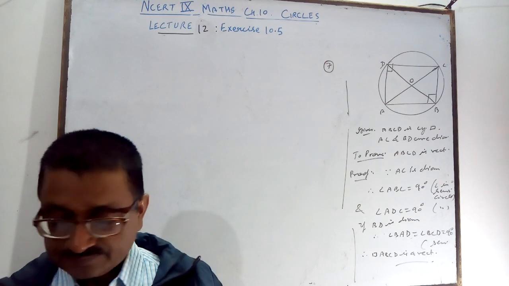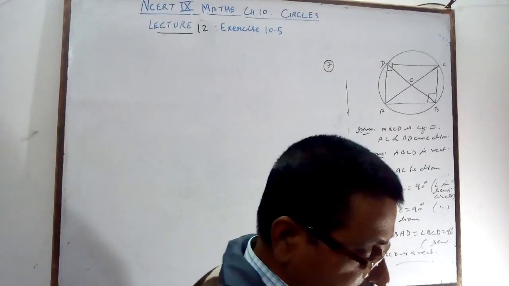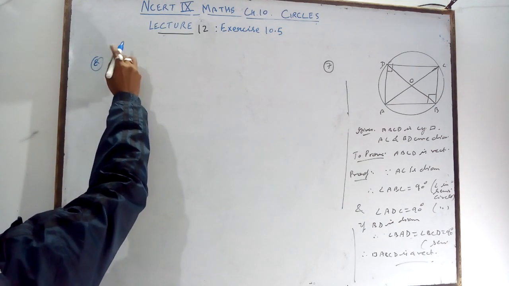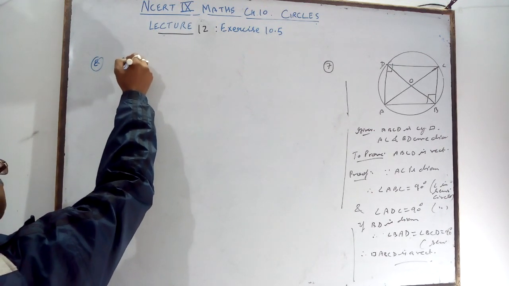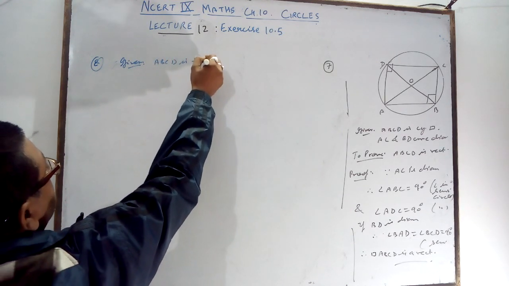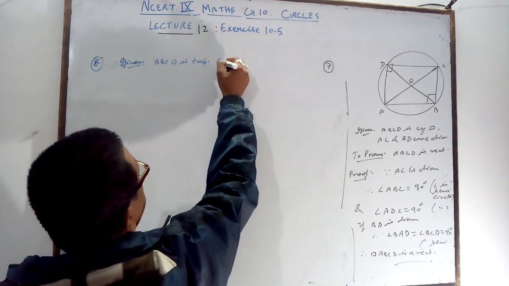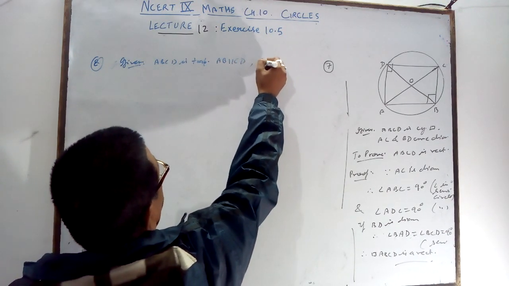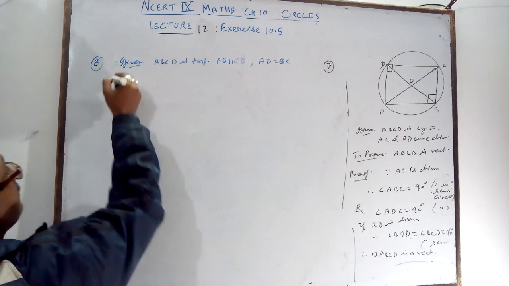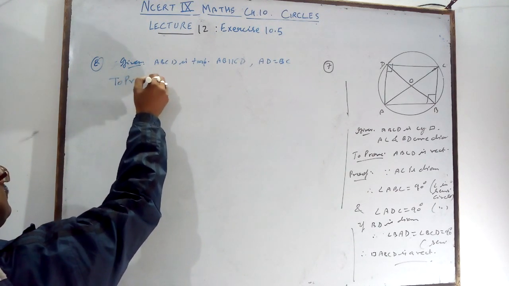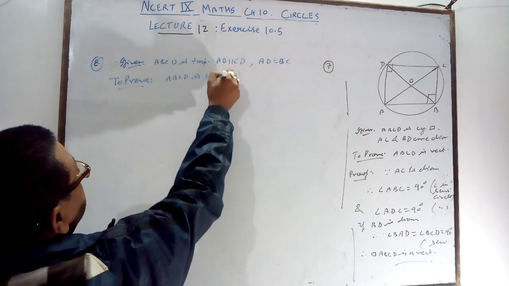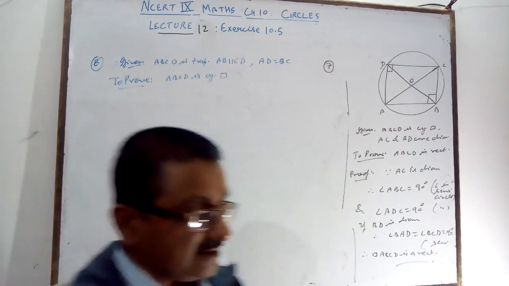Question number 8: if non-parallel sides of a trapezium are equal, prove that it is cyclic. Given ABCD is a trapezium in which AB is parallel to CD and AD is equal to BC, which are not parallel but equal. To prove: ABCD is a cyclic quadrilateral.